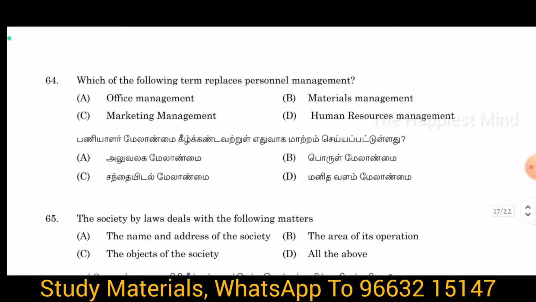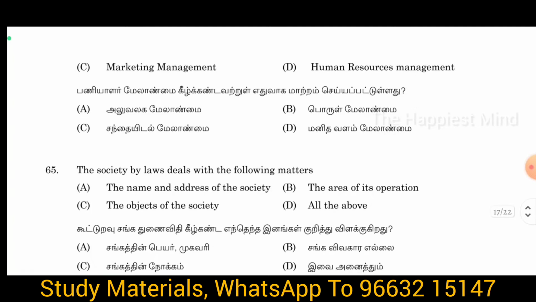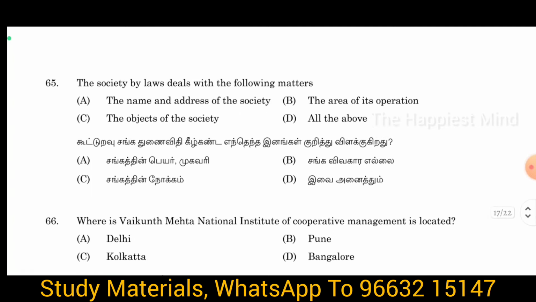அடுத்து க்வெஸ்சன் 64. விச் ஆஃப் த ஃபாலோவிங் டேர்ம்ஸ் ரீப்ளேசஸ் பர்சனல் மேனேஜ்மெண்ட்? ஆன்சர் இஸ் ஆப்ஷன் டி, ஹியூமன் ரிசோர்ஸ் மேனேஜ்மெண்ட். ஸோ ஹெச்ஆர் மேனேஜ்மெண்ட் இஸ் த டேர்ம் விச் ரீப்ளேசஸ் பர்சனல் மேனேஜ்மெண்ட். க்வெஸ்சன் 65. த சொசைட்டி பை லாஸ் டீல்ஸ் வித் த ஃபாலோவிங் மேட்டர்ஸ்? ஆன்சர் இஸ் ஆப்ஷன் டி, ஆல் ஆஃப் தி அபவ். அதாவது த நேம் அண்ட் அட்ரஸ் ஆஃப் தி சொசைட்டி, த ஏரியா ஆஃப் இட்ஸ் ஆப்ரேஷன், அண்ட் தி ஆப்ஜெக்ட் ஆஃப் தி சொசைட்டி.